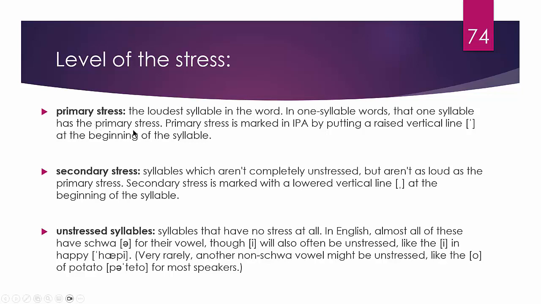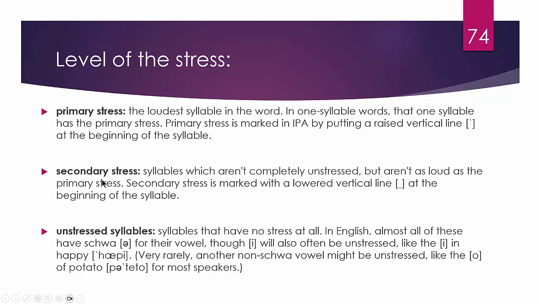We have the primary stress, the loudest syllable in the word, and primary stress is marked in the IPA by putting a raised vertical line like this. We talked about this in the previous video, at the beginning of the syllable.